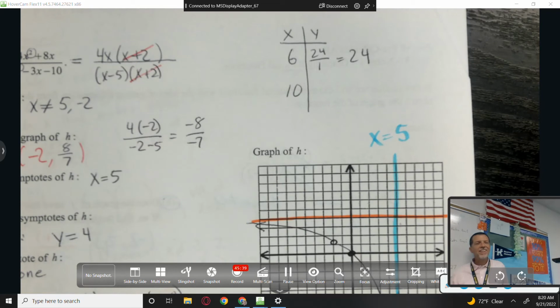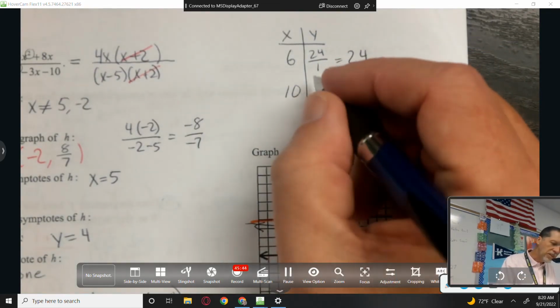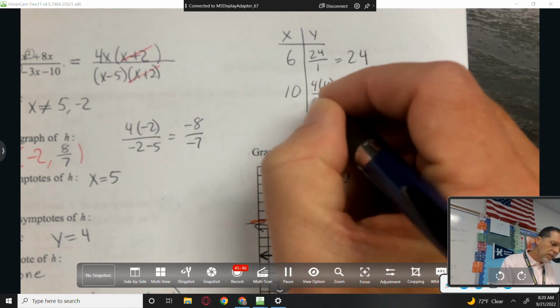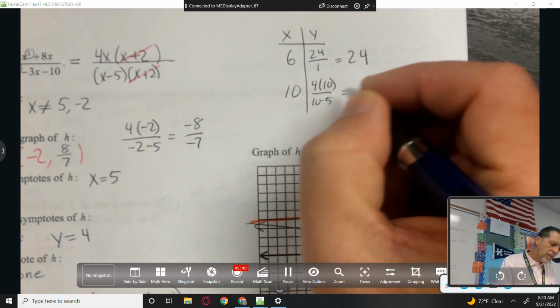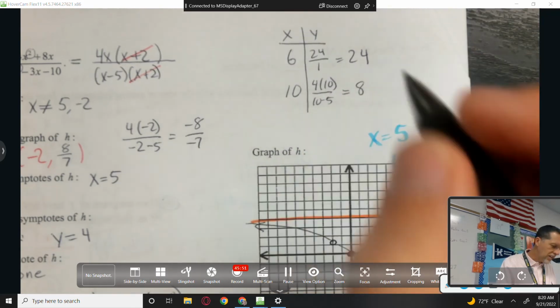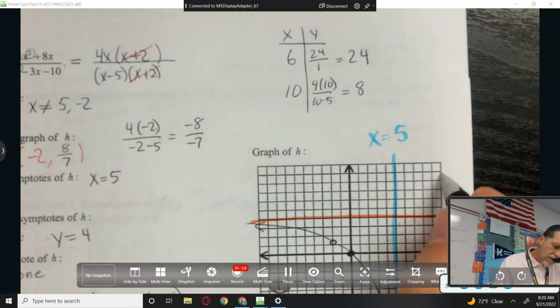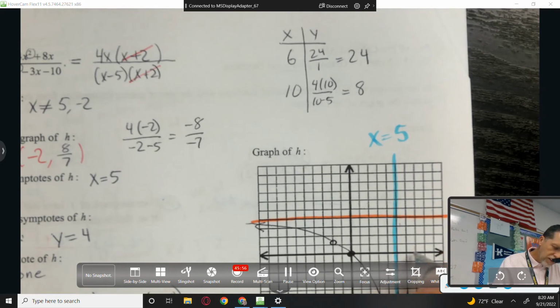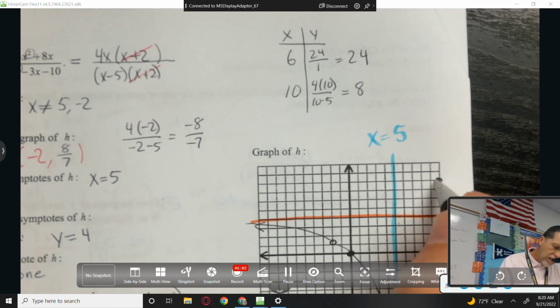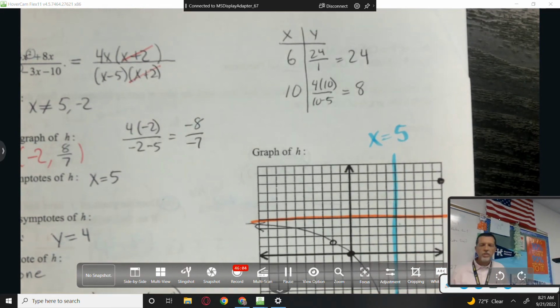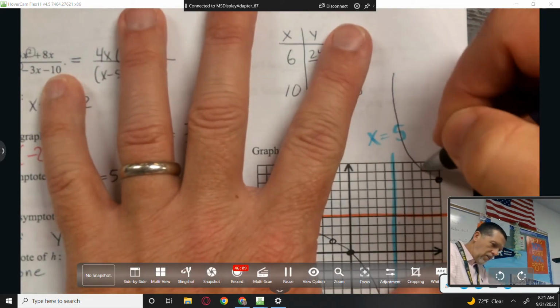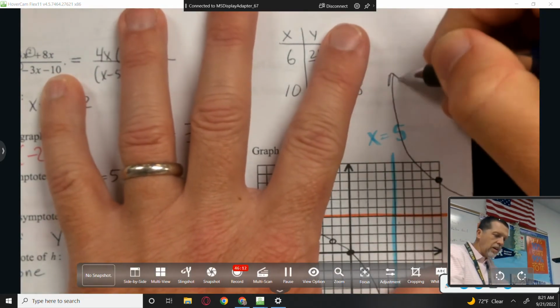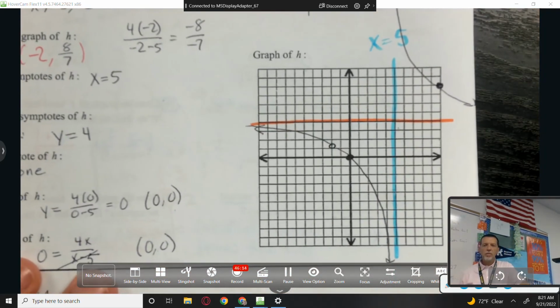Let's pick 10, just because I know 10 works. 4 times 10 over 10 minus 5. 40 over 5 is 8. 5, 6, 7, 8, 9, 10. 1, 2, 3, 4, 5, 6, 7, 8. So 10, 8 barely gets on the graph. But we still kind of know what's going on here because of the asymptotes.